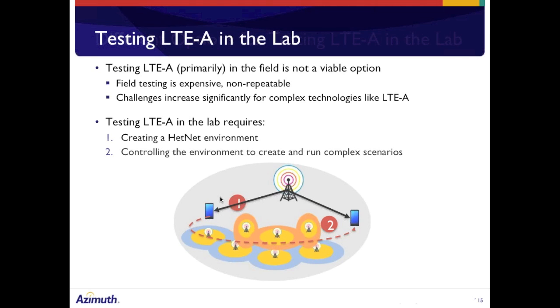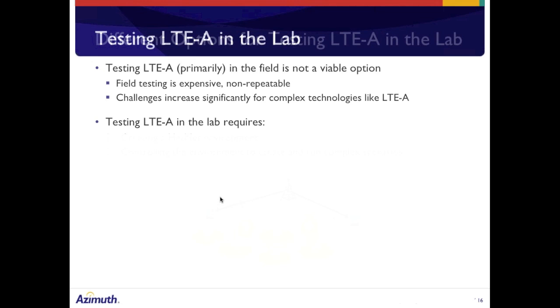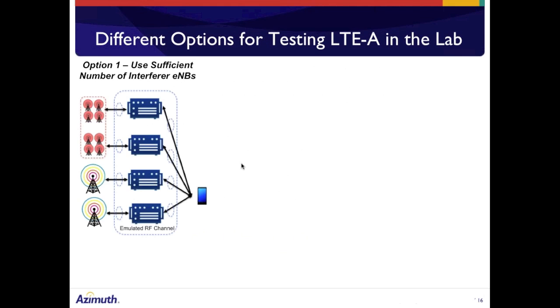So how would I do this testing in the lab? I've told you what we need to do conceptually, but what does it translate to in terms of actual details? One way to do this testing is by using a test bed like this. I have two serving cells and enough interfering cells, and now that I've created the RF environment, I want to control the RF environment. These blue bubbles show that you don't stop at creating the HetNet environment, you have to move on and control it.